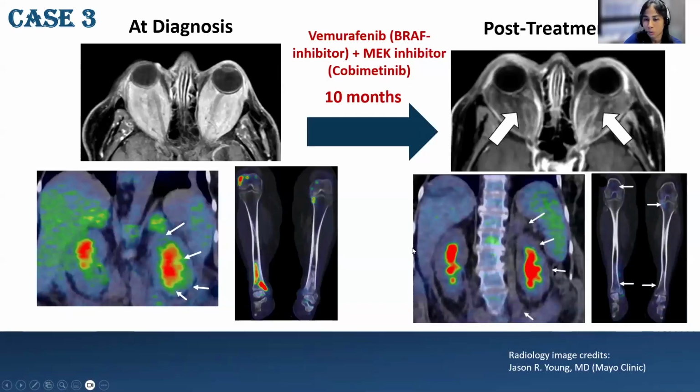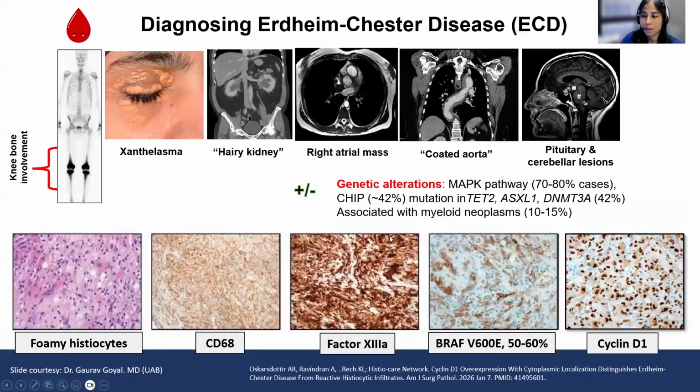So diagnosing Erdheim-Chester disease, by far amongst the other histiocytic neoplasms, is the most challenging diagnosis to make just on histopathology. It always requires clinical, pathologic, as well as radiologic correlation. The classic pathognomonic findings of ECD include this bilateral bony osteosclerosis and skin lesions. If present, they present as periorbital xanthelasmas, but they can also present as xanthelasma elsewhere in the body as well.